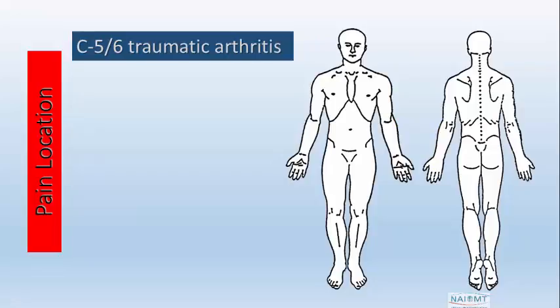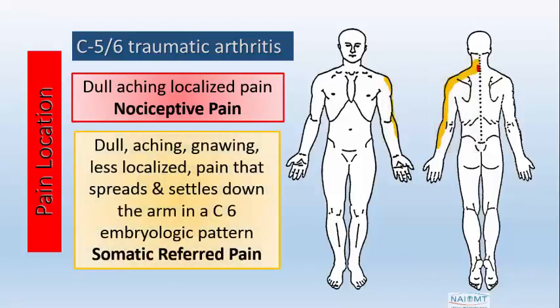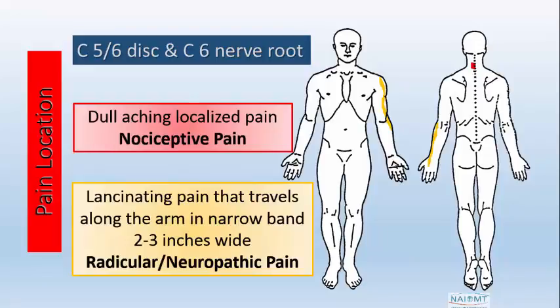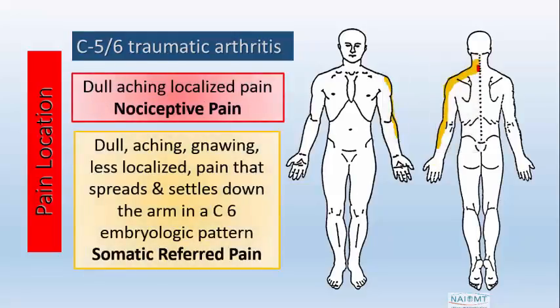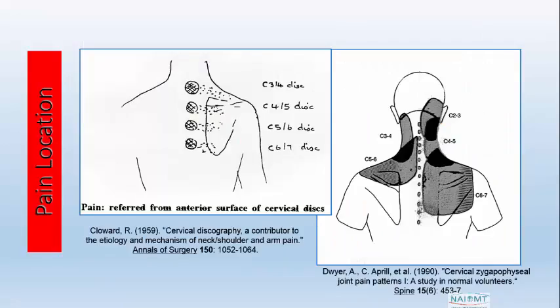In C5-6 traumatic arthritis, we have our local pain, and we have our somatic referred pain that goes into the limb. It's wider than the pattern we saw in the nerve root, and it does not have that rapid sensation to it. It is that spreads and settles experience. If we look at some of the studies that have been done on the referral patterns for provoked discs as well as provoked facet joints, we see similar patterns of distribution because these structures all come from the same embryologic level.